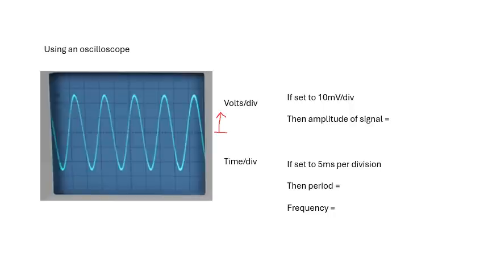So if it's set to 10 millivolts per division, then what's the amplitude of this signal? Work it out yourself. Answer coming soon.